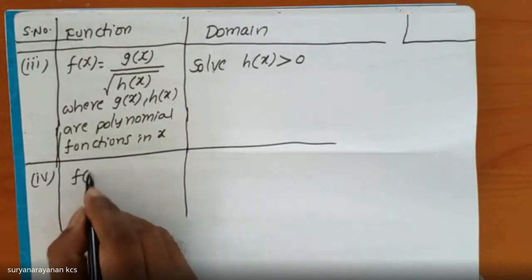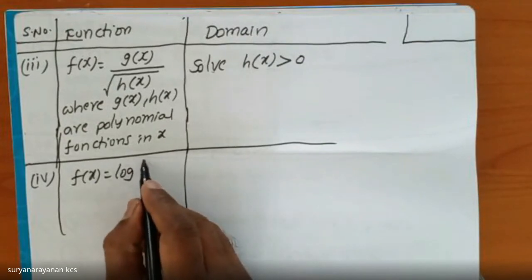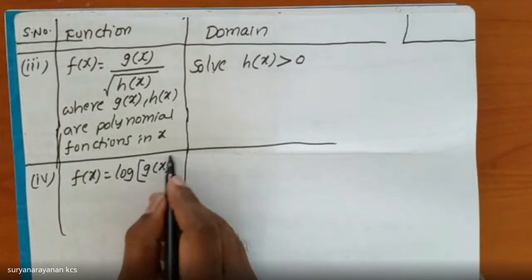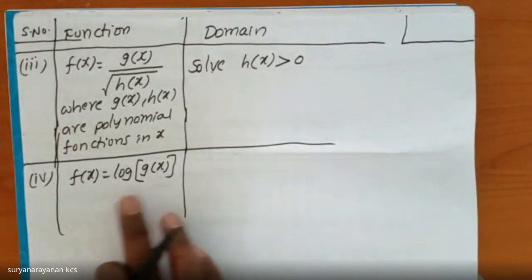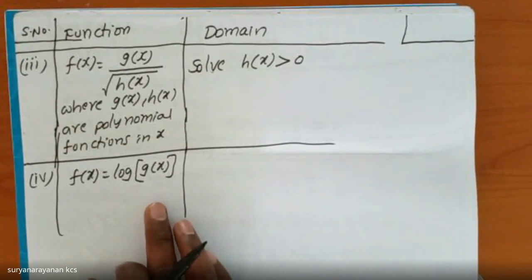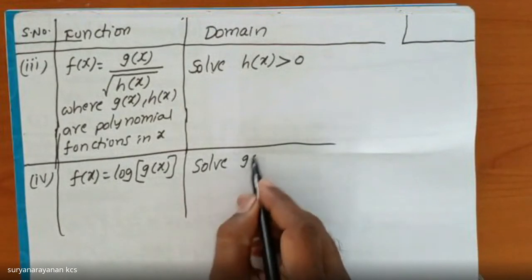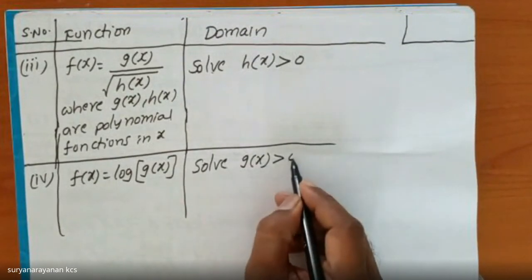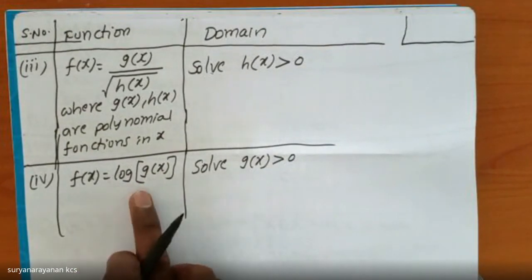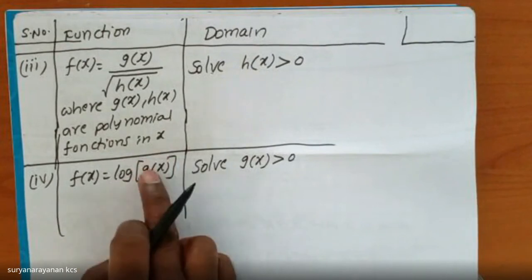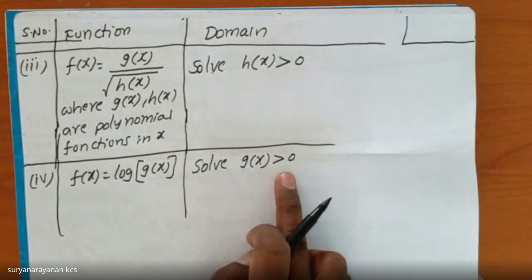Next, f of x is equal to log of g of x. Logarithmic function. They will give a logarithmic function. Here also, solve g of x greater than 0. Only for positive real numbers is the logarithmic function defined. So, g of x should be greater than 0.